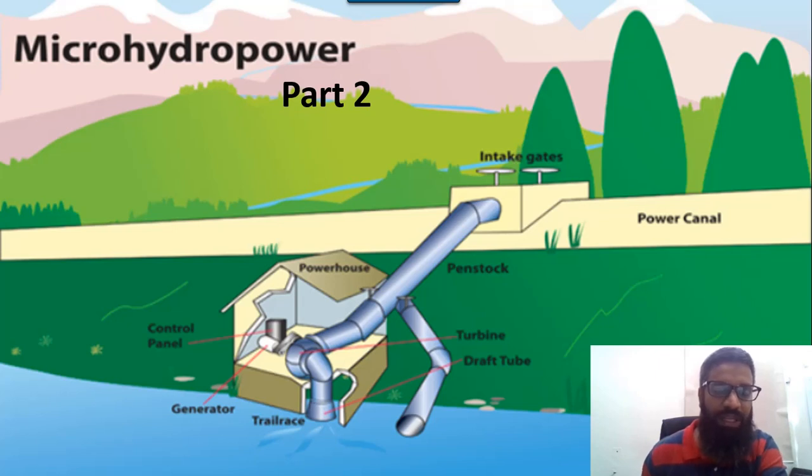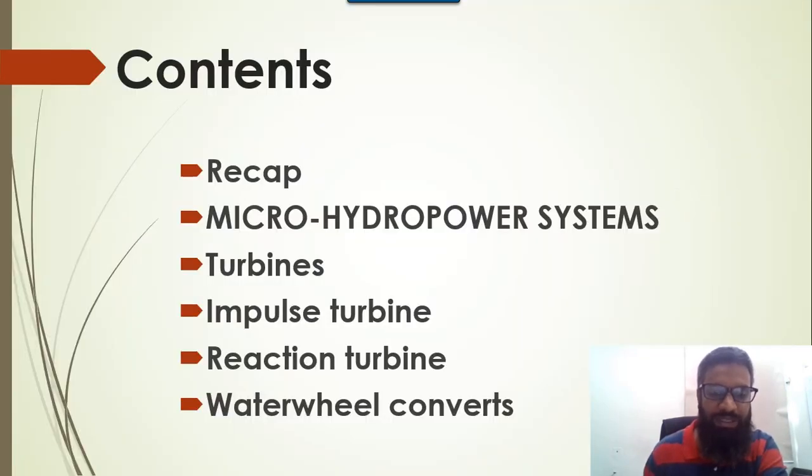In this lecture, I will discuss the advanced features of microhydro power plant. In the previous lecture, we discussed the basic concept of microhydro power plant, how we convert the potential energy of the water into electricity, and what are the basic formulas to convert the potential energy to electrical energy. So in this lecture, we will discuss specifically turbines, impulse turbine, reaction turbine, and water wheel converters.